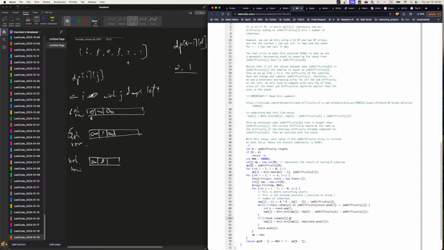And once I hit some value that's bigger than me, and if I'm included, then my job difficulty of this current day will be the same as the value bigger than me, which means the difficulty of the current day ending at me, that j, will be the same, because everybody is smaller than the previous one, and it's because we hit that one. So yes, okay, this one makes sense. I can understand this one.